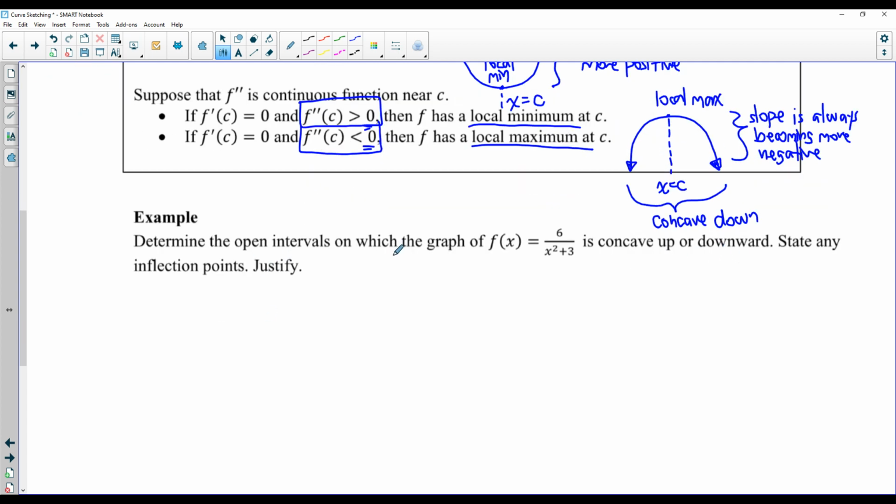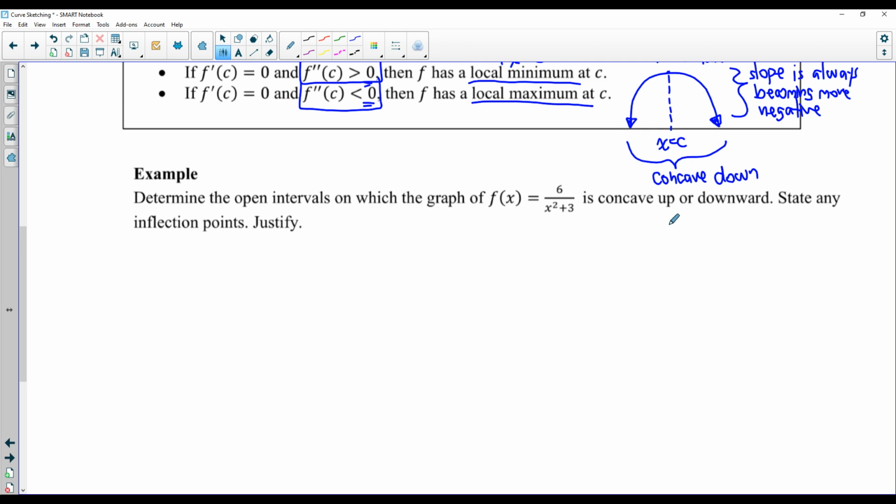So it says, determine the open intervals on which the graph of f of x equals 6 over x squared plus 3 is concave up or concave down, and then state any of the inflection points. Okay, so the first thing, to figure out whether it's concave up or concave down, we have to get to determining what the second derivative is.